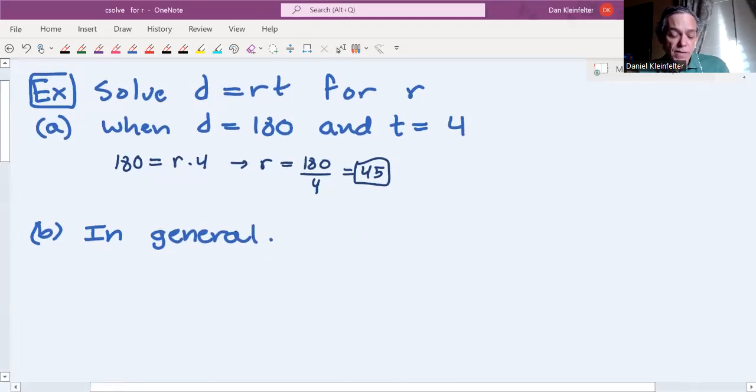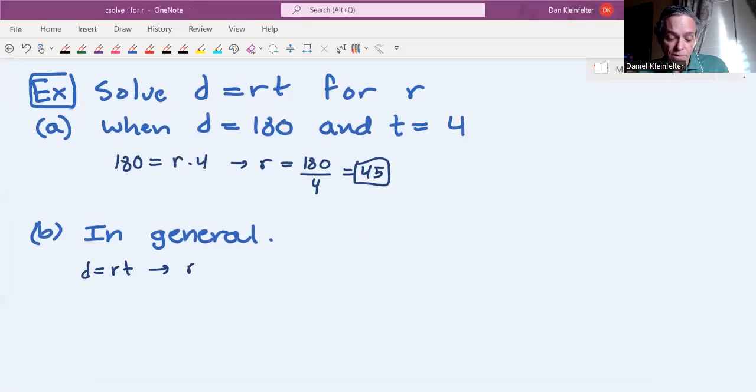A difference between that and solving this for r in general is that when we're solving this in general for r, we still divide both sides by t, but we're going to end up with another formula, not a number, for an answer. This time, r is all by itself, and it's equal to d divided by t. Make sure you pay attention to the difference between part A and part B in this question. In part A, we were given specific values of d and t, and we solved for r, which turned out to be a number. In part B, we're rewriting the equation so that a different variable is all by itself, or solved for.